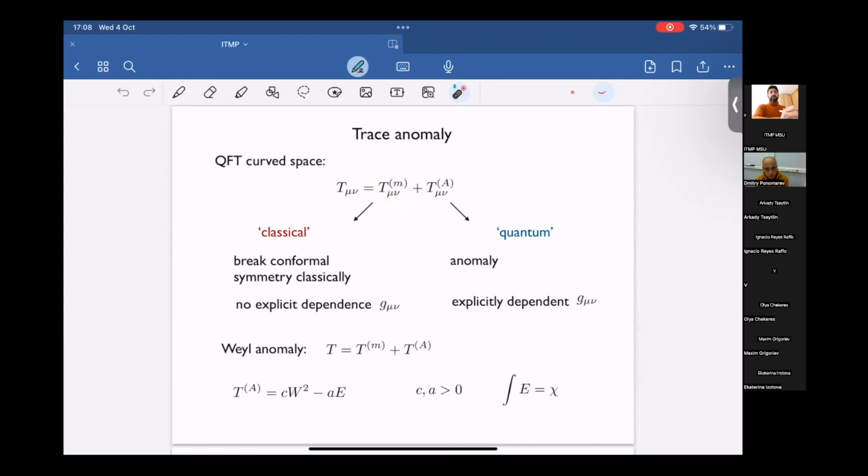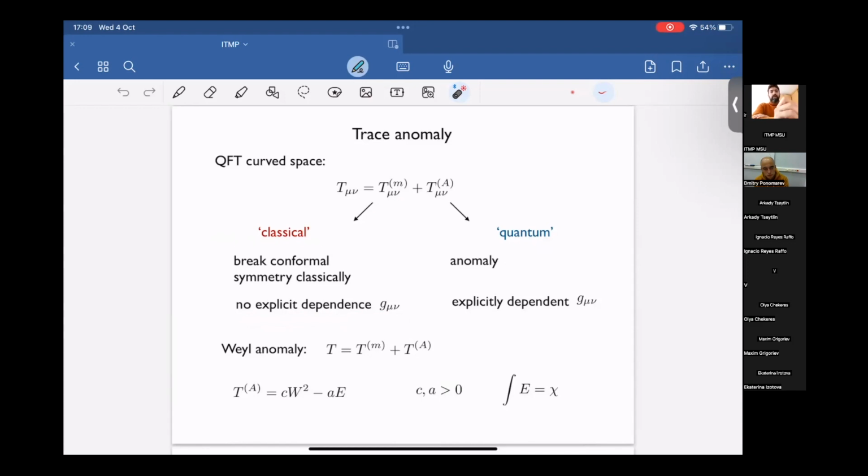This could be, for example, terms that explicitly break conformal symmetry already at the classical level. The most basic example of this are just massive terms. If your field has a mass, that breaks conformal symmetry already at the classical level. On the other hand, these are terms that don't depend explicitly on the metric, in the sense that this is something you just plug into the Einstein equations, and then you're supposed to solve for this and find the profiles of the pressure and the density and so on.